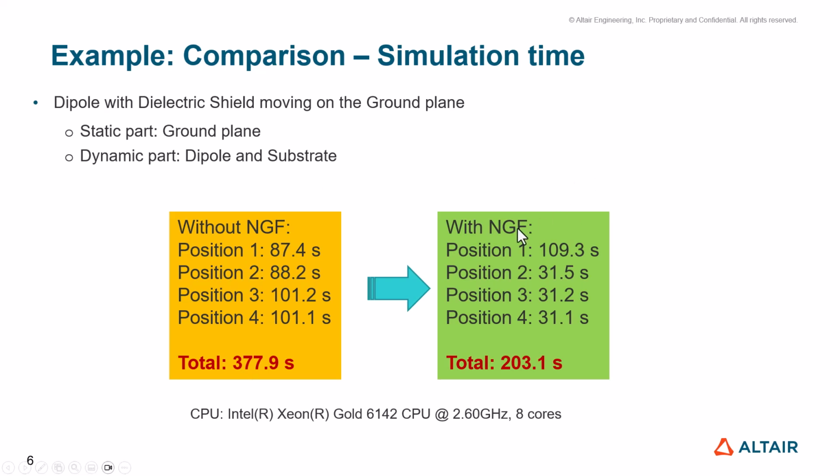Now, with using NGF, like I said, only the first simulation really took long. This then stored, in this case, 8 NGF files because we used 8 cores in parallel. And you see that positions 2, 3, and 4 were reasonably fast. In total, we had only slightly above 200 seconds in this case.